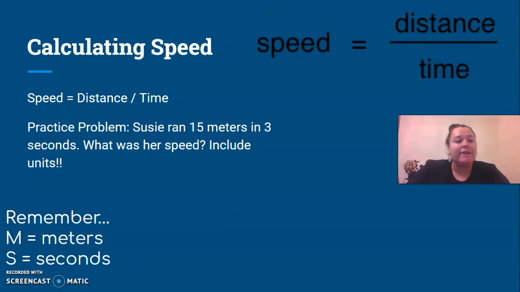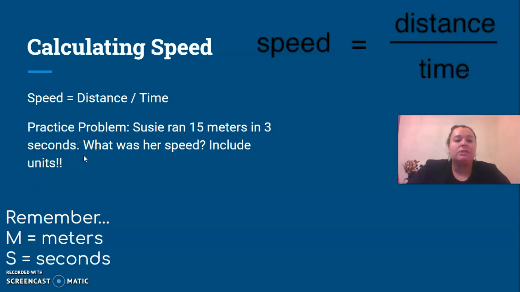So to figure out how fast something is going, we take the distance that it travels and we divide it by the time that it takes to travel. And you just divide those two numbers out, and then that gives you the speed. And then you have to make sure that when you do a problem like this, you also carry the units with your answer, because the units make a big difference on the actual speed. So I want you to do this practice problem here.